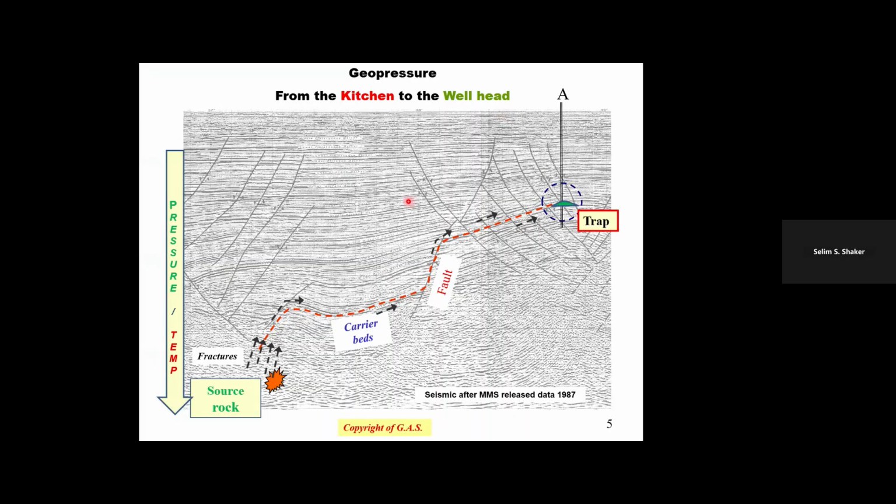What are the pressure functions from the kitchen, which is where the hydrocarbon is generated, to the trap? So there are two functions here. Mother Nature does produce the source rock, bring the oil up, and it migrates up, up, up, up until the trap. And this is the geological process, which has nothing to do with us. Here is our function, the man-made process. When we reach the trap, we need to produce oil and gas.